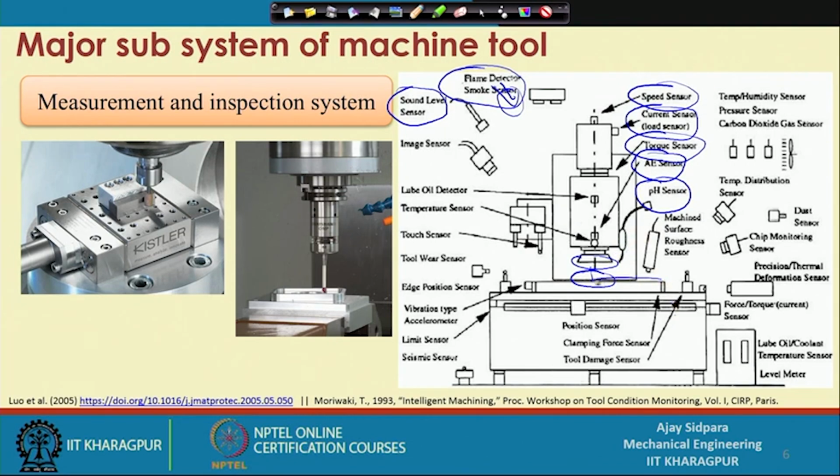And once your machining operation is over, you put a surface roughness tester here and do the surface measurement. So, without removing the workpiece, you can find out whether your surface is polished completely and free from any type of burrs or not.